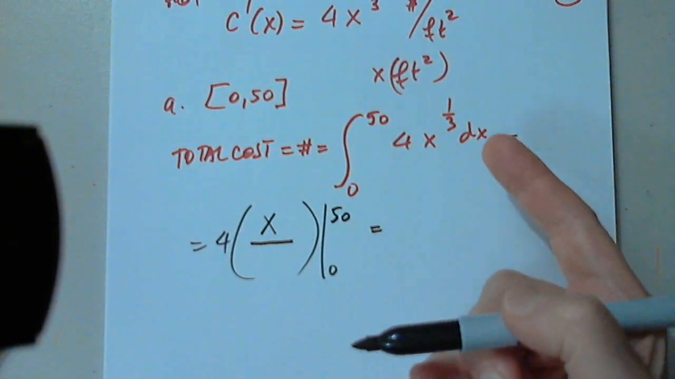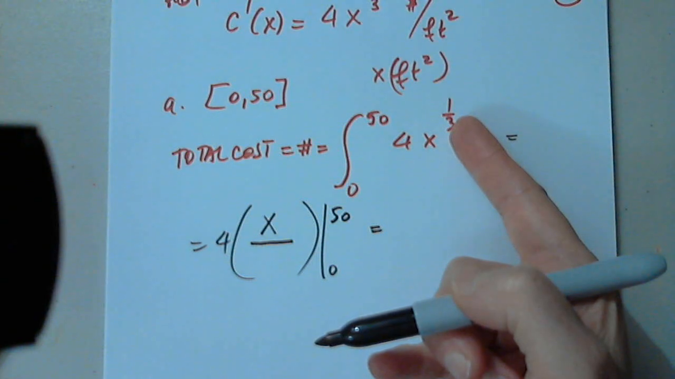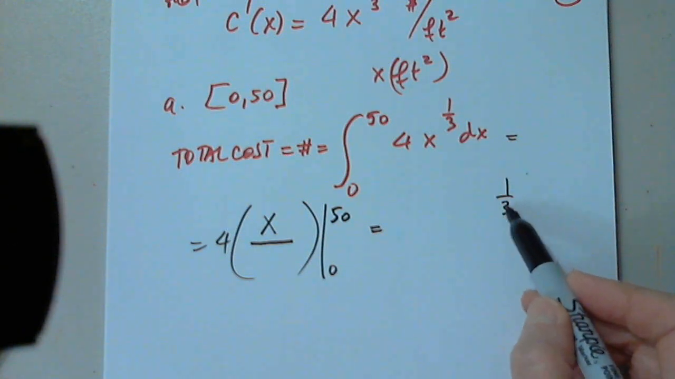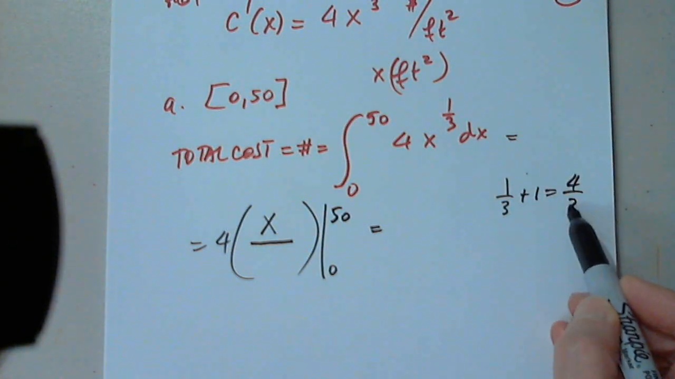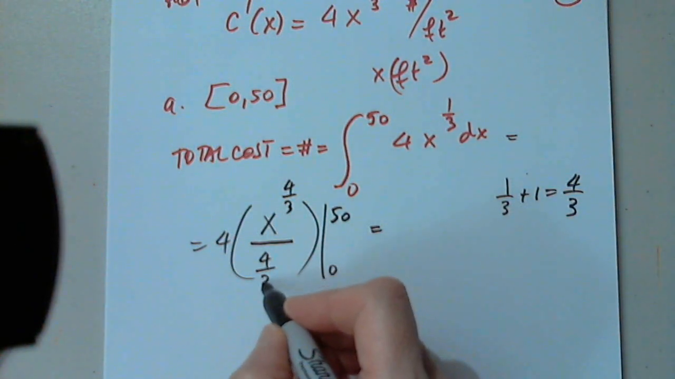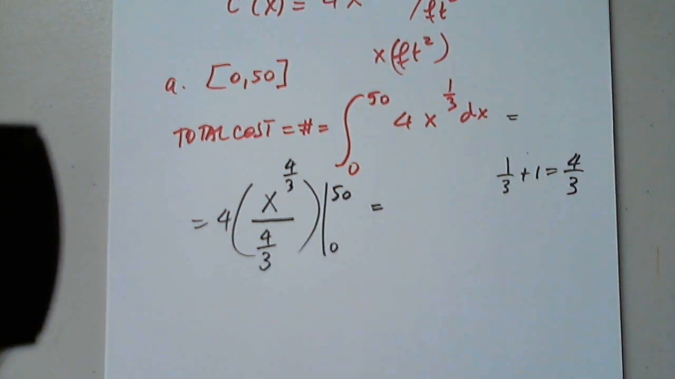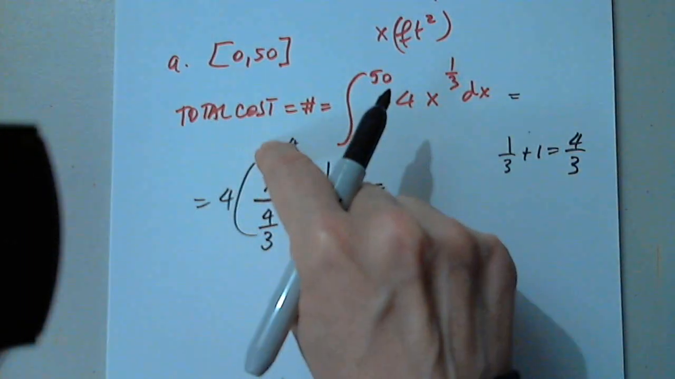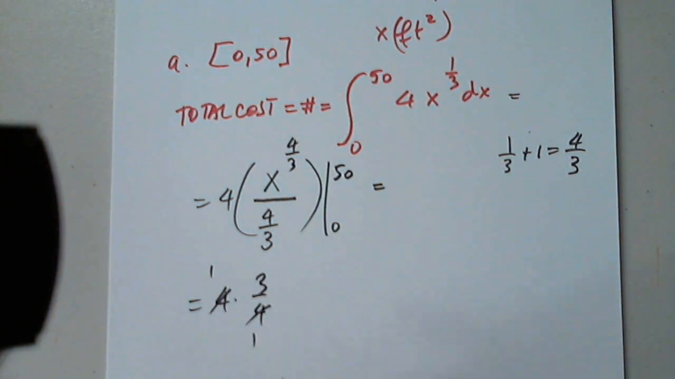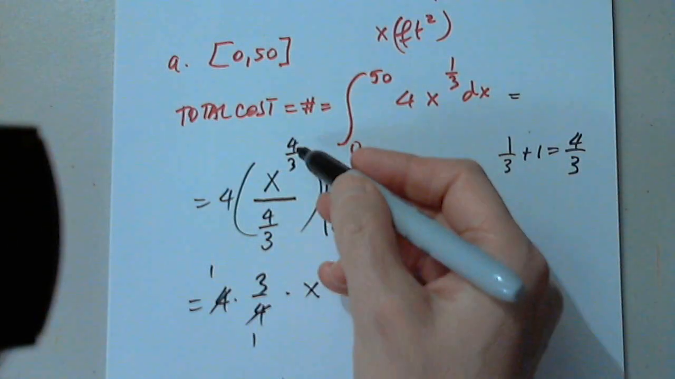X to which power? One. 4/3. Exactly. Very good. Awesome. 4/3. And we have to divide always by the same number from 0 to 50. I flip this into 3/4. So 4 times 3/4, this is 1, times x to 4/3.